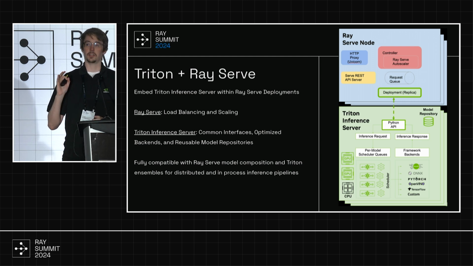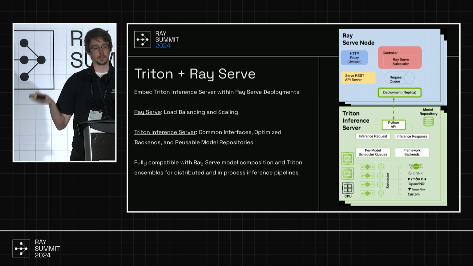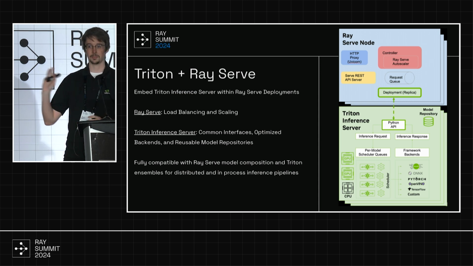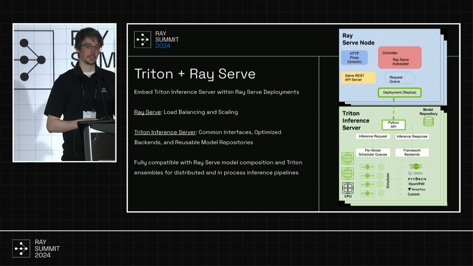When you combine these two things, you get the best of both worlds, choosing what you want from each. So from RayServe, we like the Python first, Python native approach, as well as the easy load balancing and scaling that you get through something like a simple decorator. And from Triton, we like the optimized backends, the common interface, and the model repository that you can take, use in Triton standalone, use in RayServe standalone, join them, etc. And when you marry these two things through this dotted green line, you get basically full compatibility with RayServe's notions of model composition and distributed pipelines, as well as Triton's in-process notions of an ensemble or model pipeline.